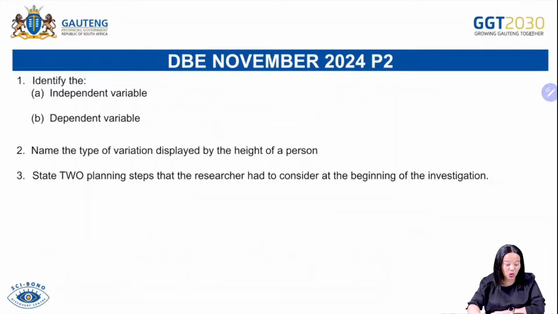Let's have a look at our questions. The first question says, identify the independent variable. Identify the dependent variable. Name the type of variation displayed by the height of a person. State 2 planning steps that the researcher had to consider at the beginning of the investigation. I'll just give you 2 more minutes as well to go through these questions.